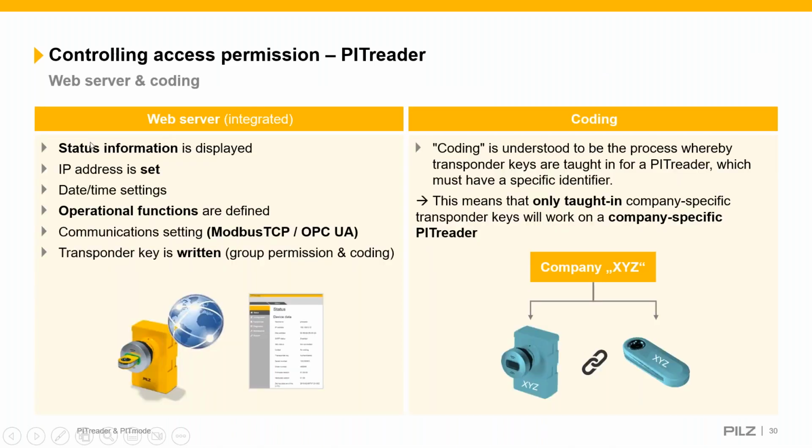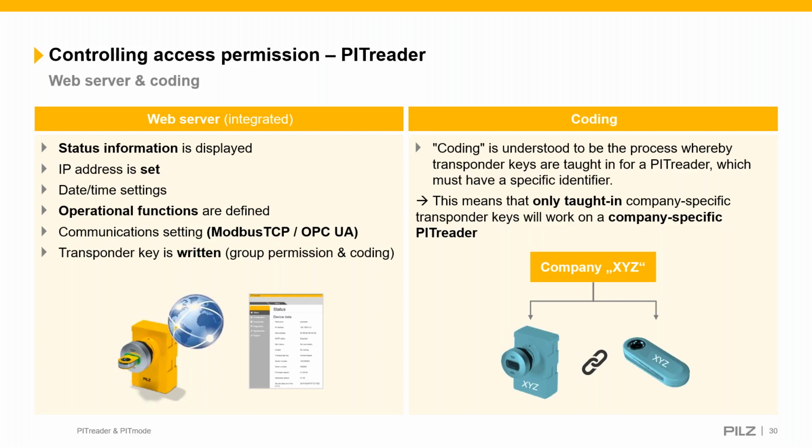Web server encoding: status information is displayed, IP address is set, you can have date and time settings, operational functions are defined, communication settings by Modbus TCP, and the transponder key is written with group permissions and coding. Coding is understood to be the process whereby transponder keys are taught in for a PIP reader, which must have a specific identifier. And this means that only taught-in company-specific transponder keys will work on company-specific PIP readers.